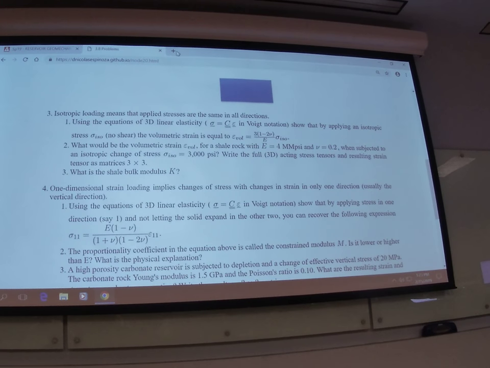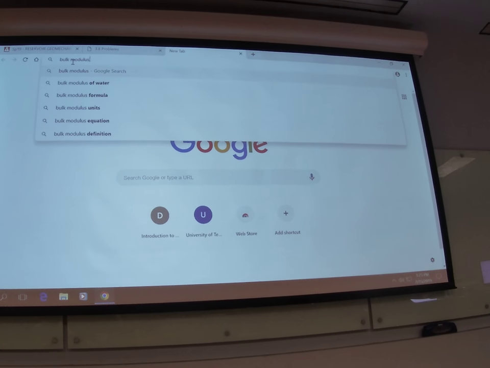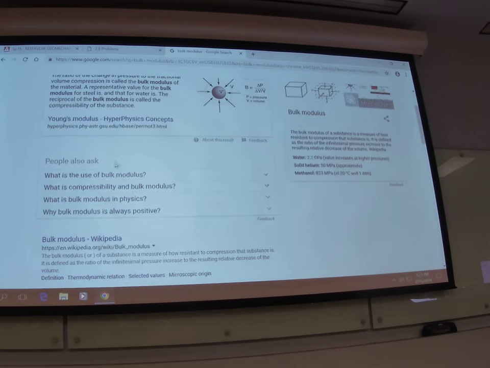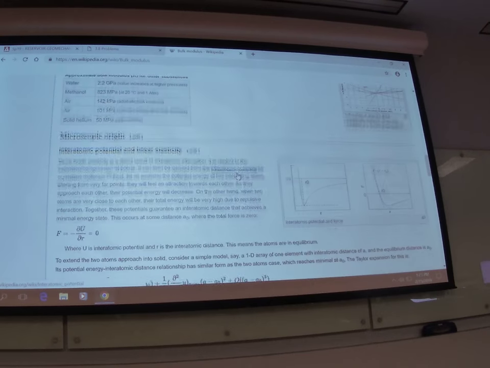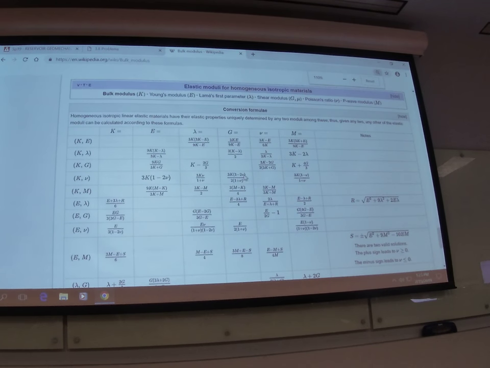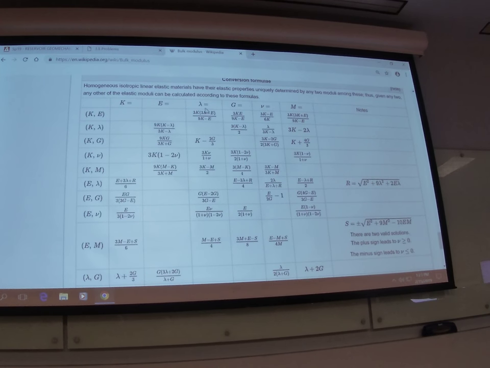I'm going to give you another help over here. If you don't find the bulk modulus in the notes, although it's in the table, it's very clear, you can just type bulk modulus here, and go to the first link in Wikipedia, go to the bottom, and here you have a big table that tells you all of these elastic moduli, bulk modulus, Young modulus, first Lamé parameter, shear modulus, Poisson ratio, constraint modulus, as a combination of two other moduli. For example, in this case, we're looking for this one. This is the bulk modulus as a function of Young modulus and Poisson ratio. So you need to find that in problem number one. Okay?